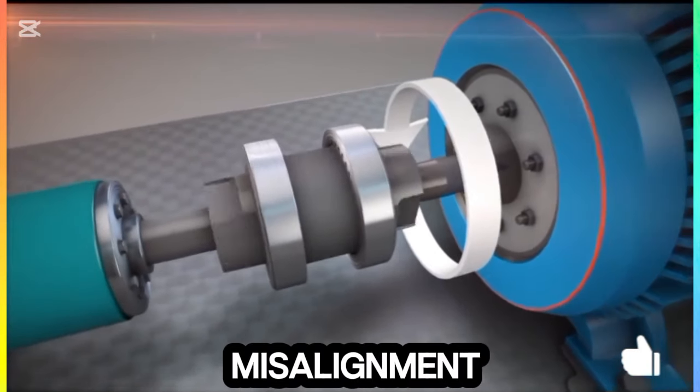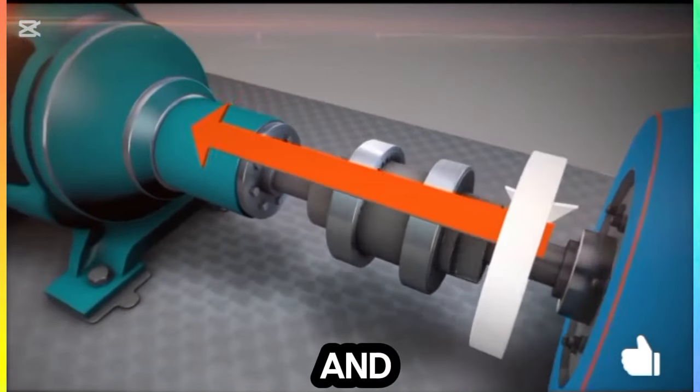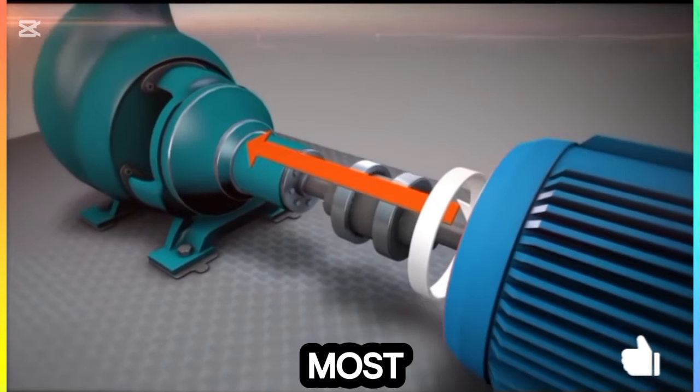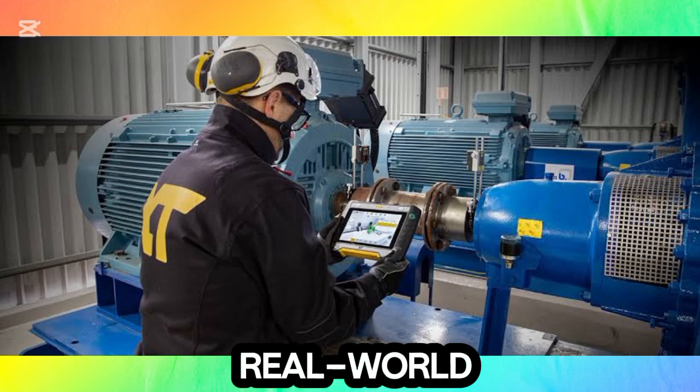3. Combined misalignment. A combination of angular and parallel misalignment. This is the most common type of misalignment in real-world systems.